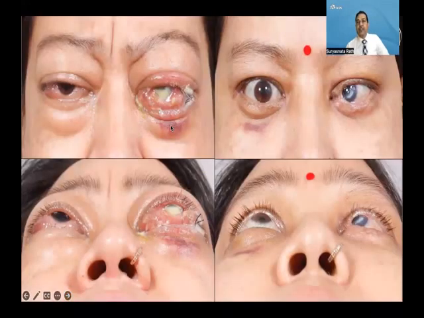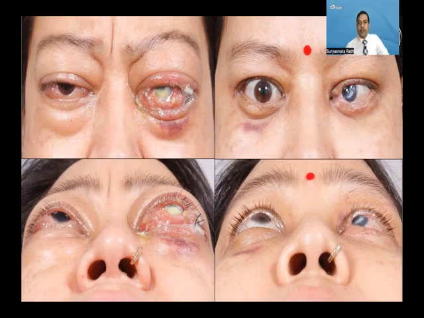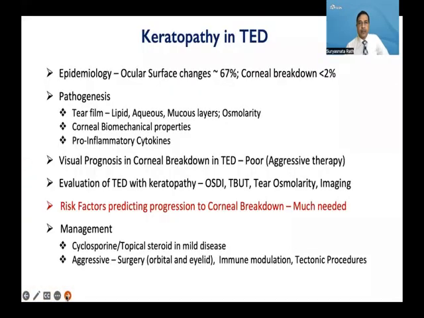This lady presented with a full-blown microbial keratitis with fungal cultures in the left eye, with a contraindication for corticosteroids. She underwent a bilateral decompression and tarsorrhaphy in the left eye. And this is 1 week after surgery, showing stabilization and resolution of the disease.